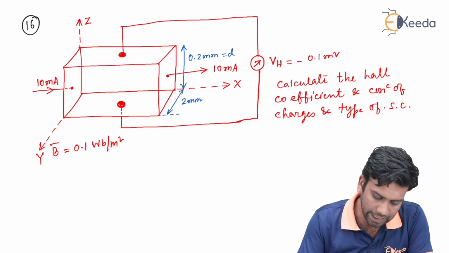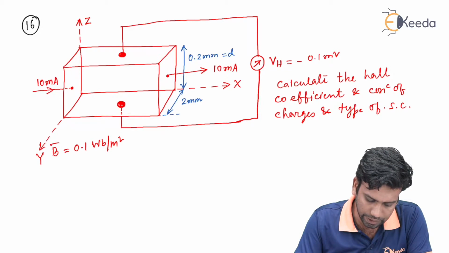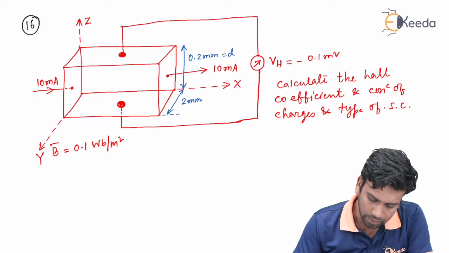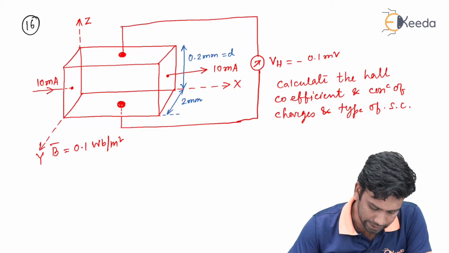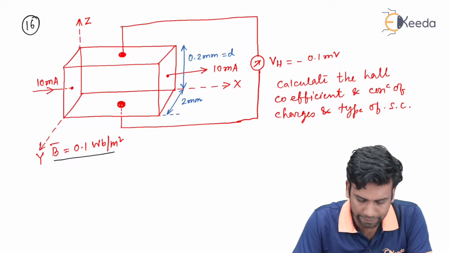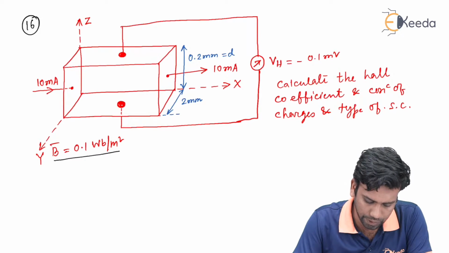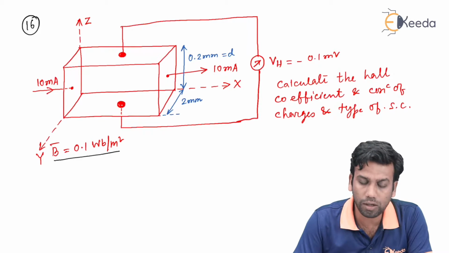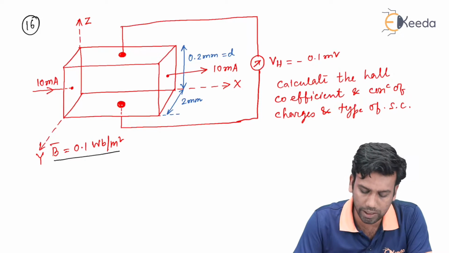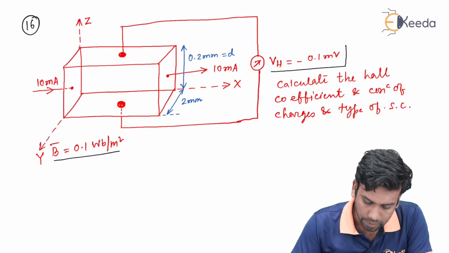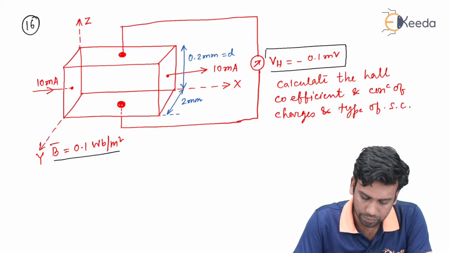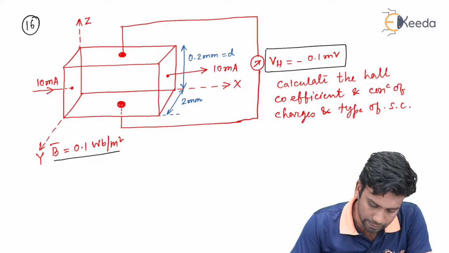we can see that a semiconductor bar has been given and a current of 10 milliampere is flowing in the x positive direction, and in the y direction a magnetic field of 0.1 Weber per meter square is applied, and the Hall voltage has been measured in the z direction, and the value of the Hall voltage is given as minus 0.1 millivolt, and the amount of current flowing is 10 milliampere.